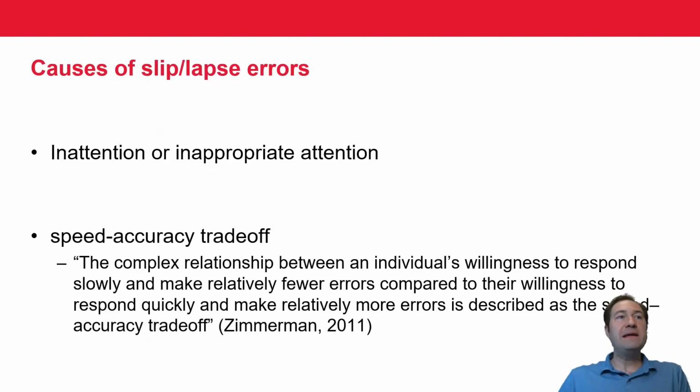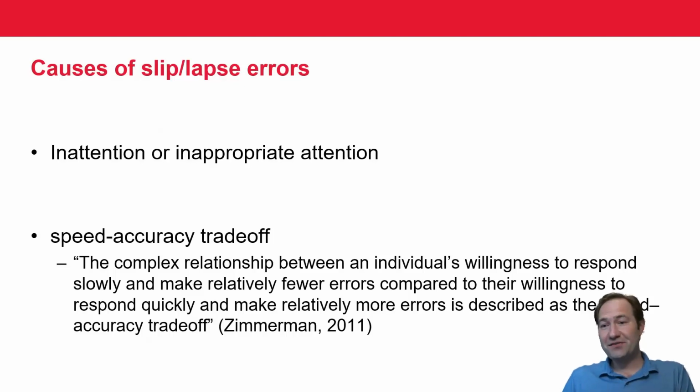But the speed accuracy trade-off is where there's this really complex relationship between, and I like how they phrase this, an individual's willingness to respond slowly and make relatively fewer errors compared to their willingness to respond quickly and make relatively more errors. This is described as the speed accuracy trade-off. So typically people in a UI opt for speed, which means it drops their accuracy. So it's our job to limit this, understanding they're often going to go too fast, and we need to help them limit the errors that come from going too fast.